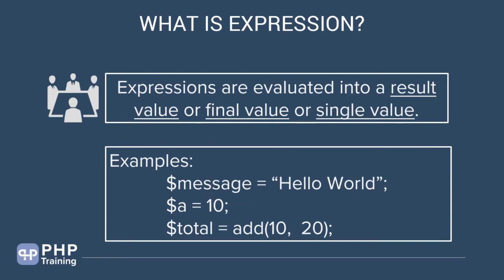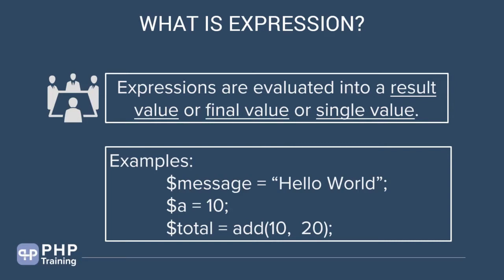The example is you have $message wherein you are assigning a string. We have seen this example in the string section where we are assigning a string to a variable. This assigning of a string to a variable results into a single value, which means it is an expression. The whole line is an expression. $a is equal to 10, you are assigning an integer to a variable $a. It's also an expression because it has a single value. There's a result value that's assigned to $a.